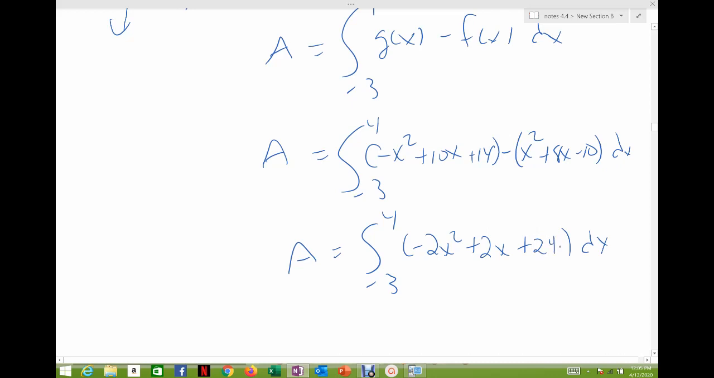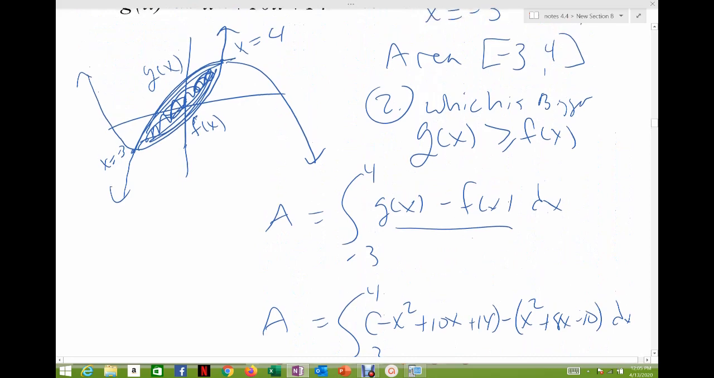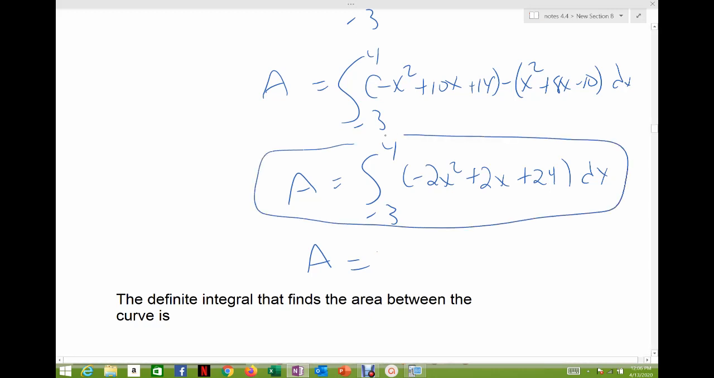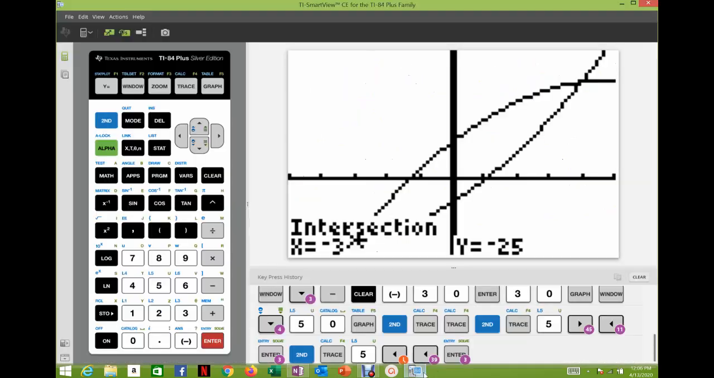Alright, so there is my new function, which represents g of x minus f of x. That's going to give me an equivalent area where I can solve using the fundamental theorem of calculus. When I regraph this function, it'll give me the same area as the in-between, but I can solve it by using the fundamental theorem of calculus. So we want to see the definite integral, and then we want to solve it. And again, I'm going to solve it graphically, and it should give me a parabola function.